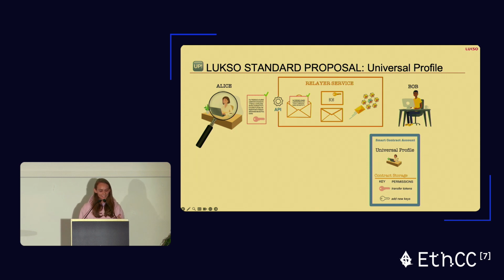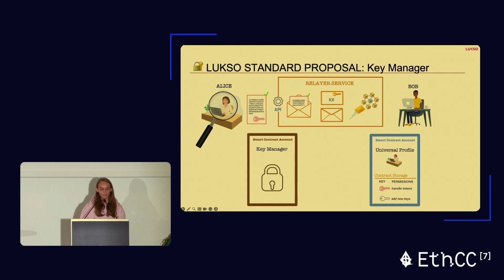Alice also needs a key manager, which is another smart contract standard that LUKSO came up with, which you can think of as a lock checker, which checks which key can interact with your universal profile. So if we take the example of Alice, she has 2 keys in her contract storage, so these 2 keys can interact with her universal profile. The pink key is allowed to interact, the white key is allowed to interact with her universal profile as well, but an unknown key will not be able to interact with her universal profile.